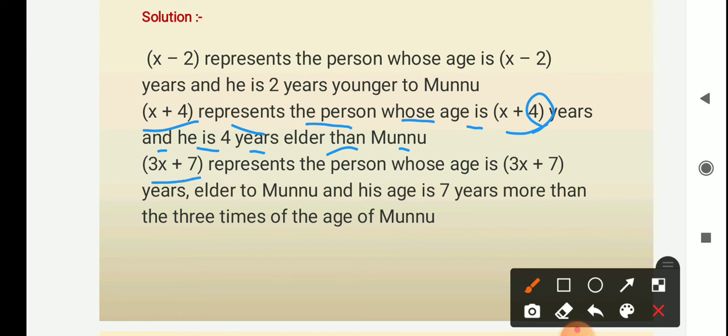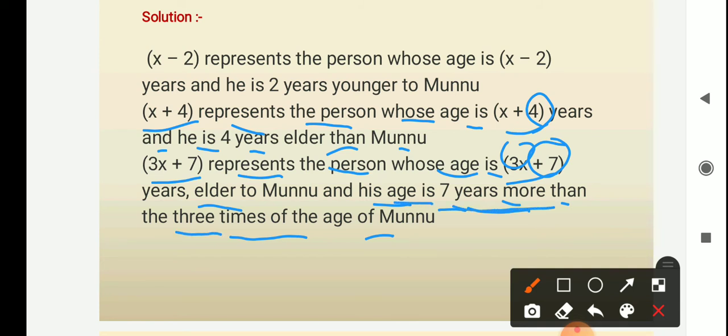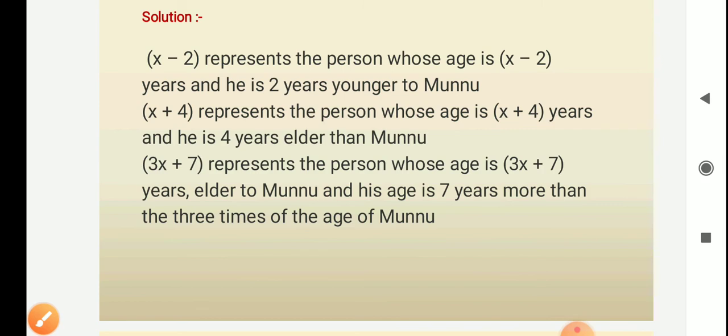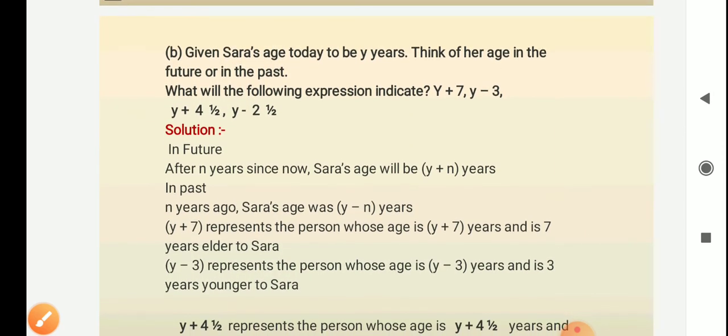Next, 3x plus 7 represents the person whose age is 3x plus 7. So how to write a statement for that? That person is elder to Munnu and his age is 7 years more than 3x, because here 7 is added. 3x means 3 times the age of Munnu. So we get the statement: his age is 7 years more than 3 times the age of Munnu.